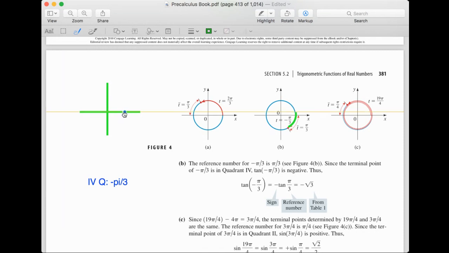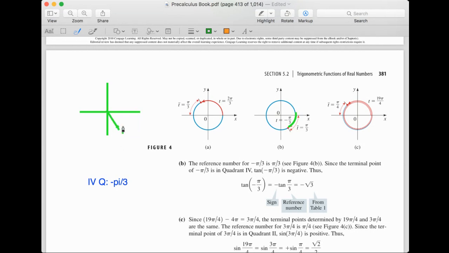Okay, we start from this 0, right? We draw negative. Negative goes this way. Negative pi over 3. Pi over 3 is 60. We end up here, right? Then we connect this point with the origin.